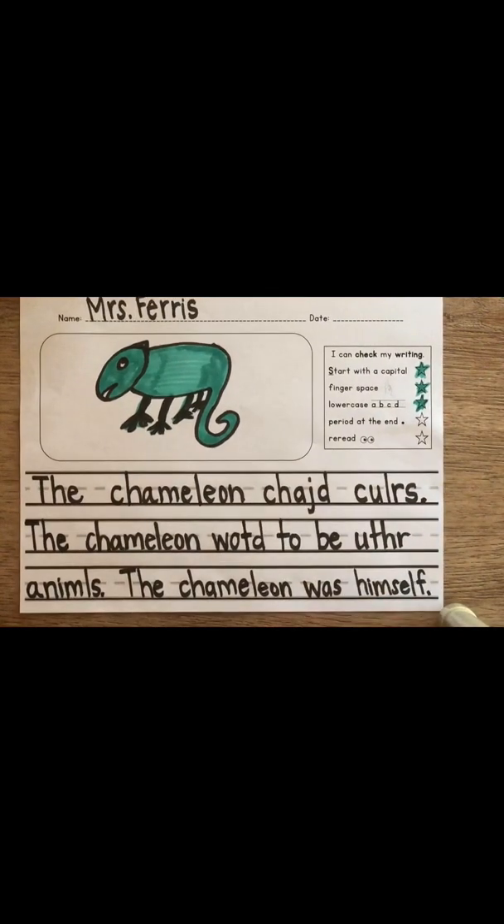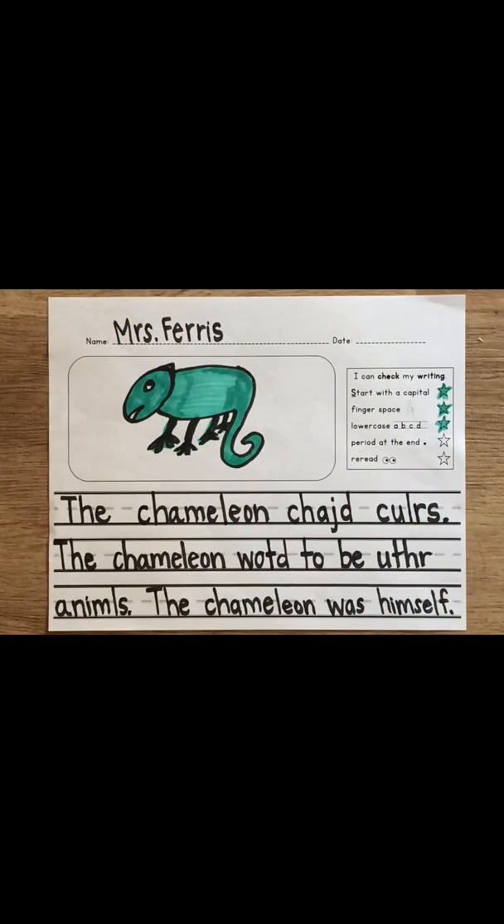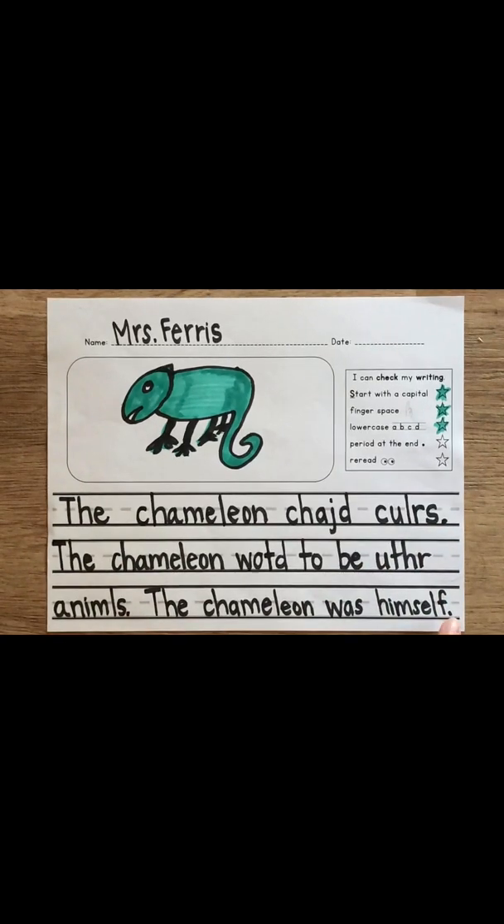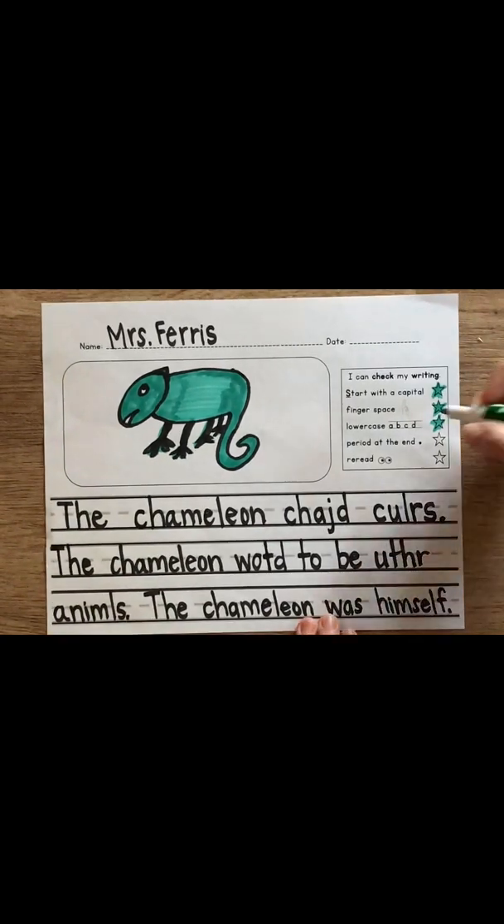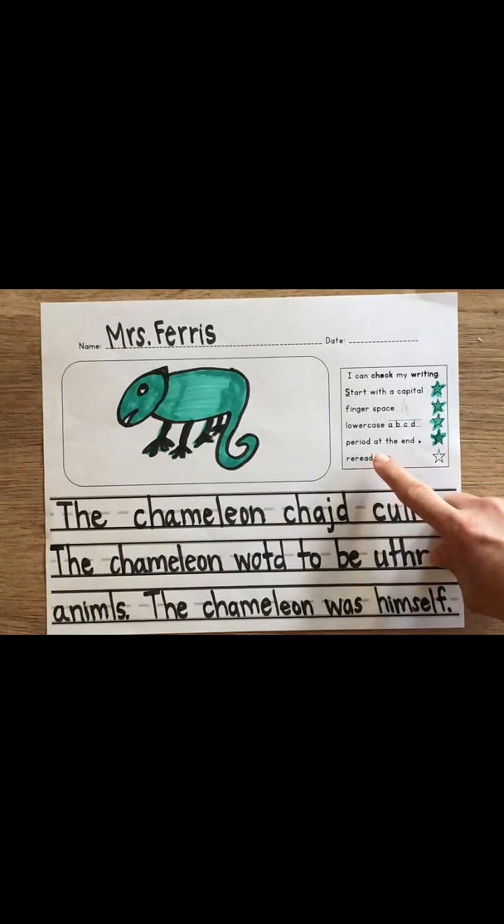Awesome. Do I have a period at the end of my sentences? Have a period here, a period here. It looks like I have a period at the end of each of my sentences. One right here, one right here, and one right here. And remember, you can always reread it to yourself to make sure that you have a complete thought and a period at the end of each sentence. And like I said, my last one is I need to reread it.